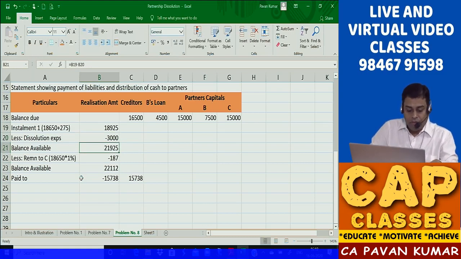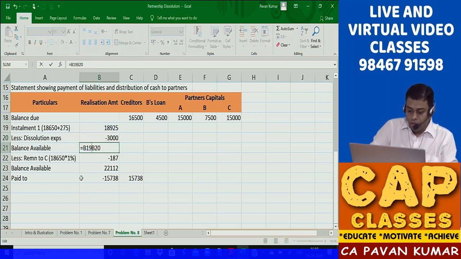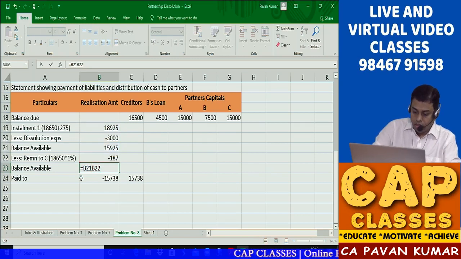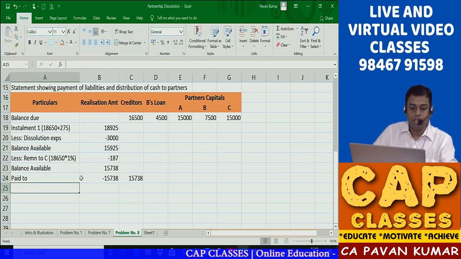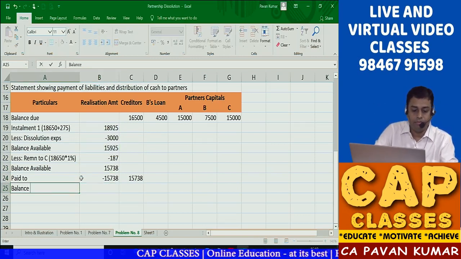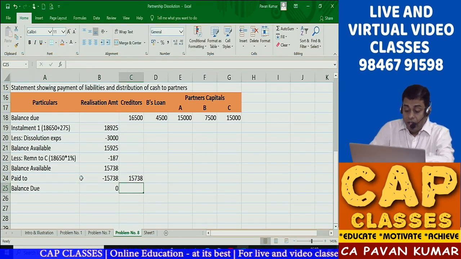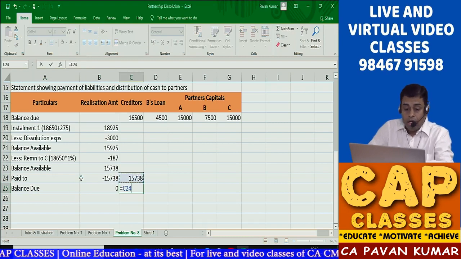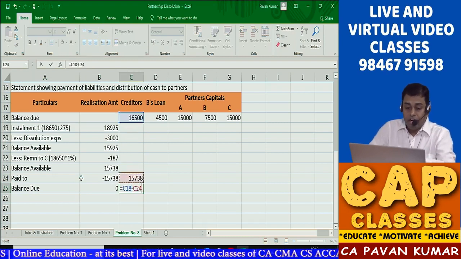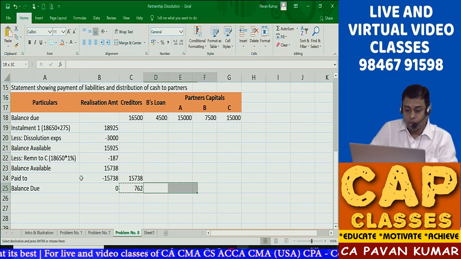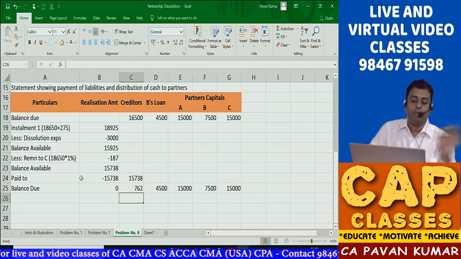In that case we'll have to change the formula. Okay. So balance available 0. So balance due. Here you don't have anything in hand. Out of 16,500 you already paid this much. 762 rupees is the due. For all the people it is the same.